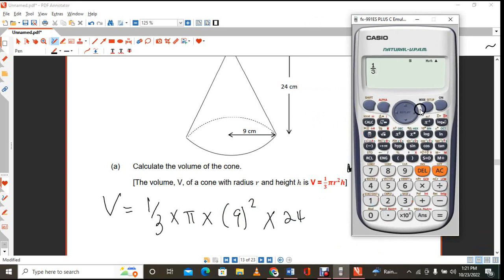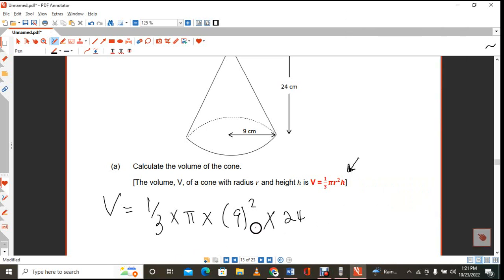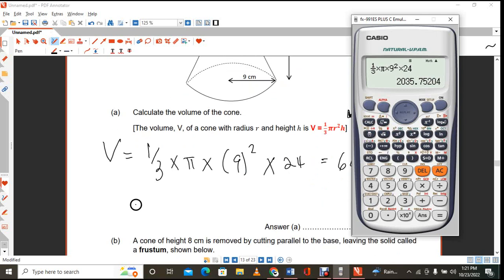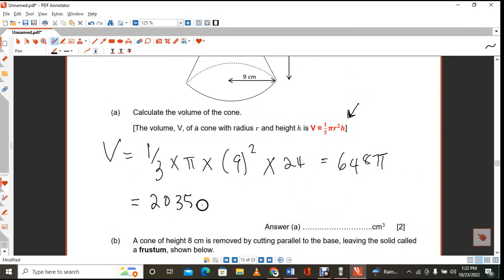So it's 1/3 times pi times 9 times 9, so 81, times 24. I'm going to write that answer: it's 648 pi. But of course, you can also write your answer as 2035.75204 if you don't want to leave your answer in terms of pi. So you can leave your answer as 2040, or to the nearest, 2036 to the nearest volume. Anything within that range is totally acceptable.